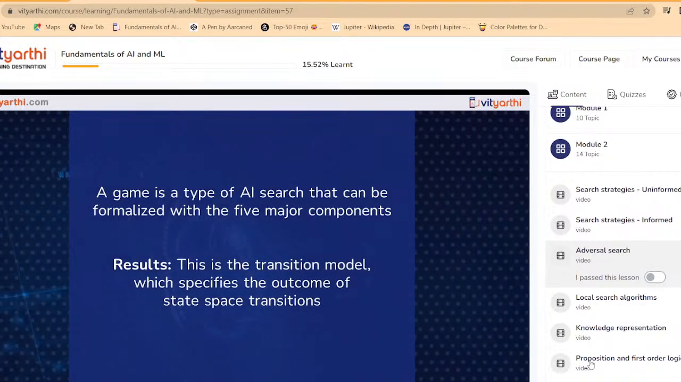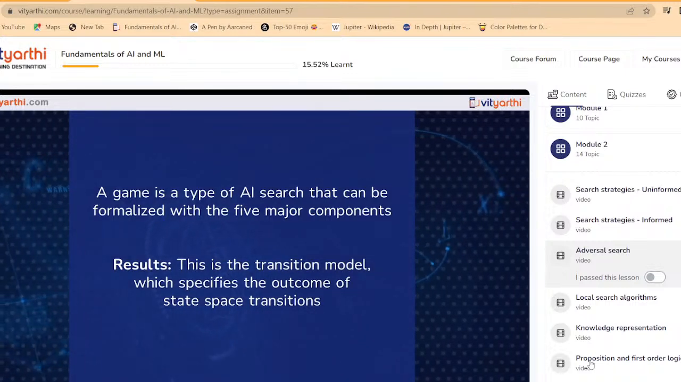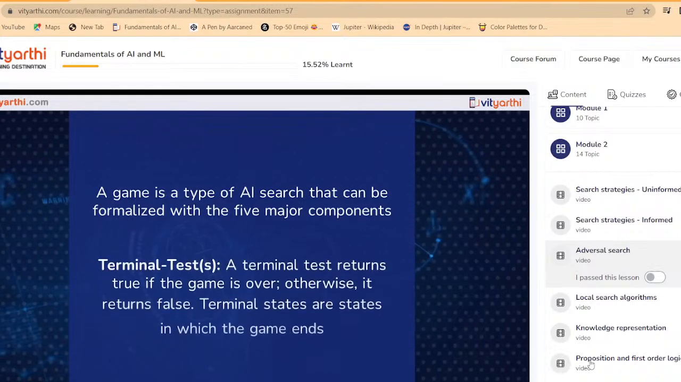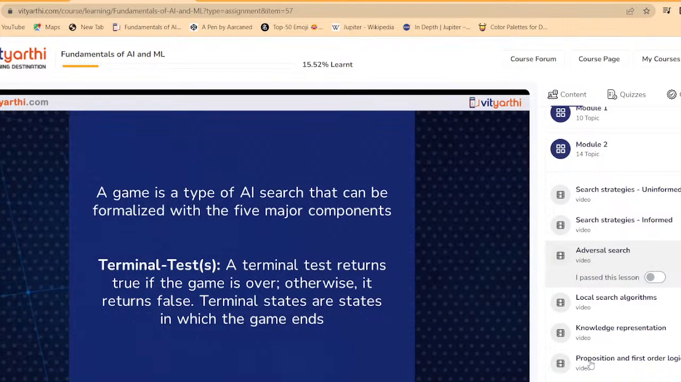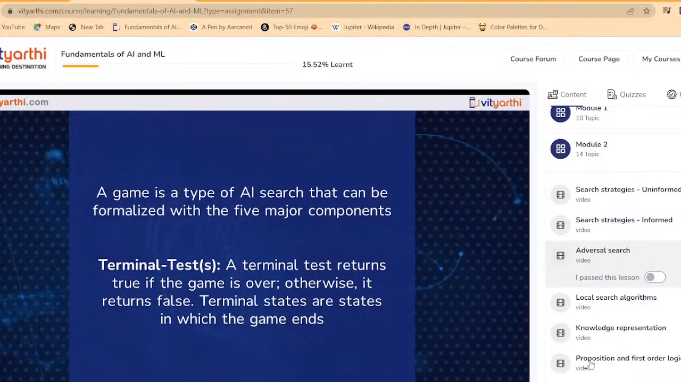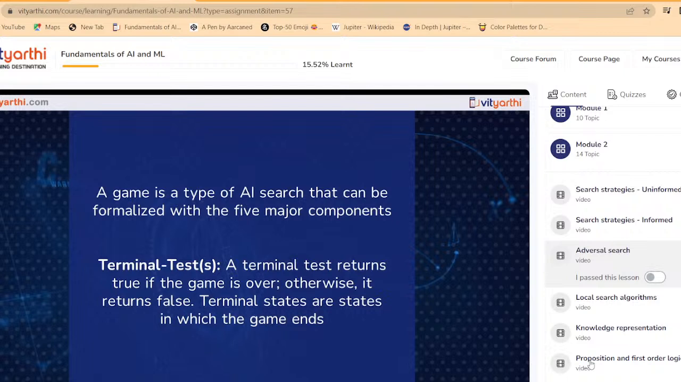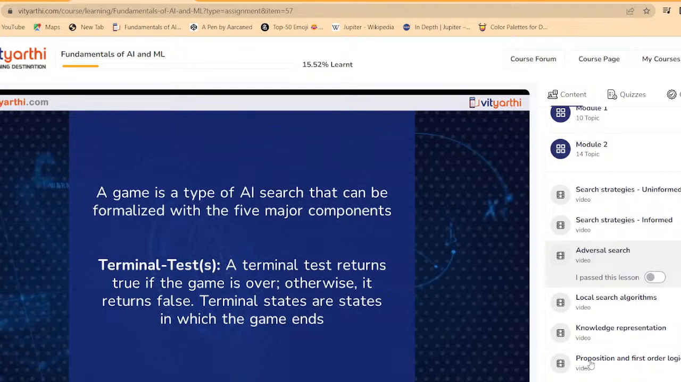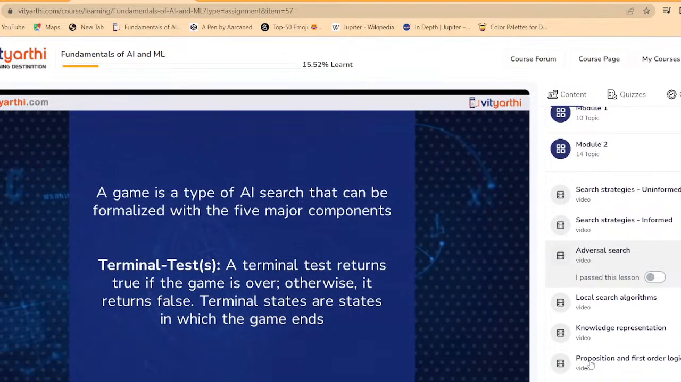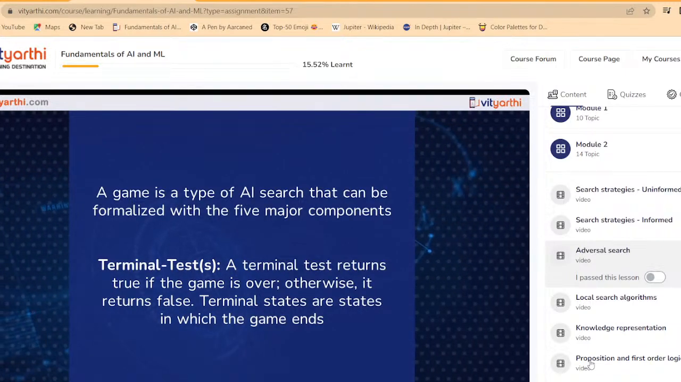This is the transition model which specifies the outcome of the state space transitions. The last one is terminal test. A terminal test returns true if the game is over. Otherwise, it returns false. The terminal states are the states in which the games end.